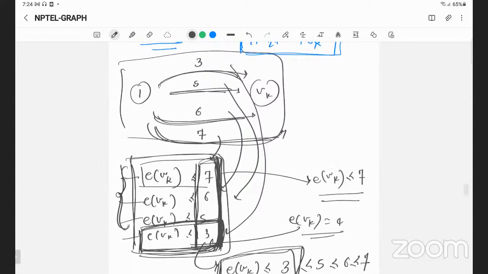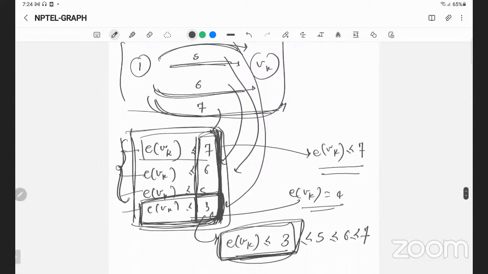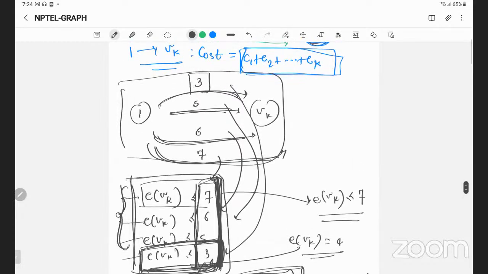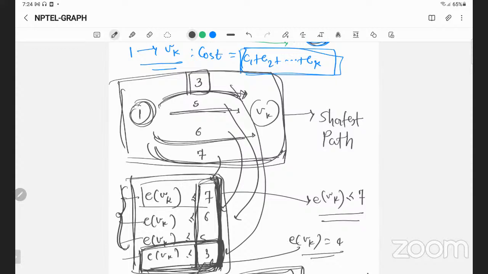Since here we choose the minimum value inequality, here also we need to choose the minimum value path, which is the shortest path. So if you choose the shortest path from vertex 1 to vertex VK, it will give the tightest upper bound on the value of VK, right?